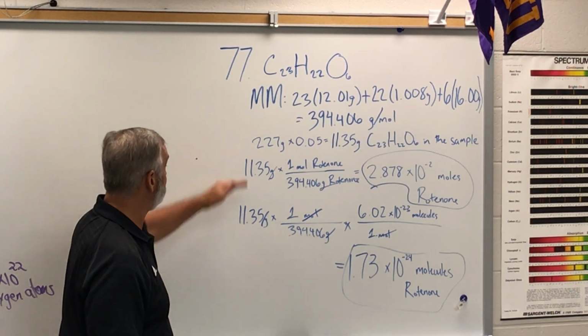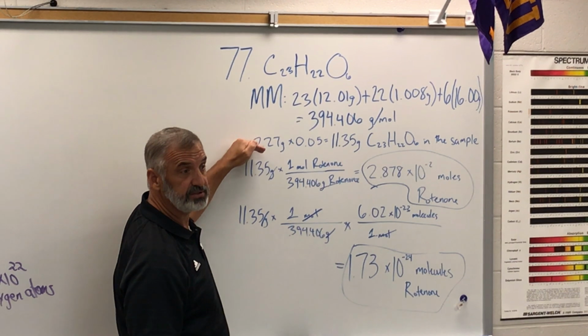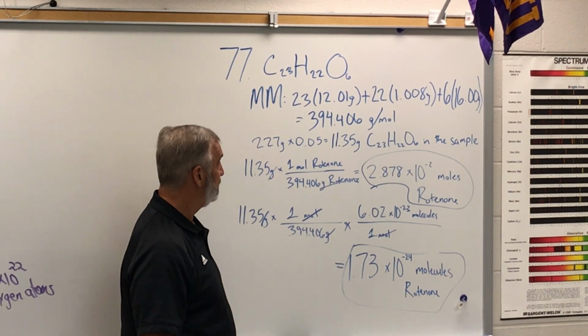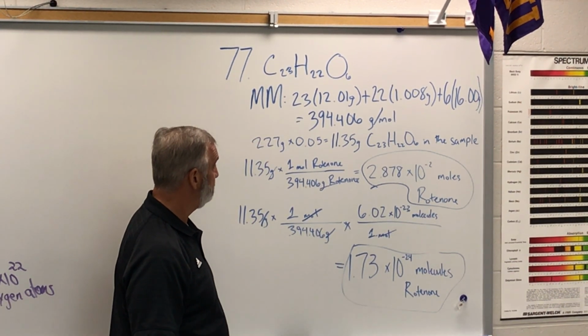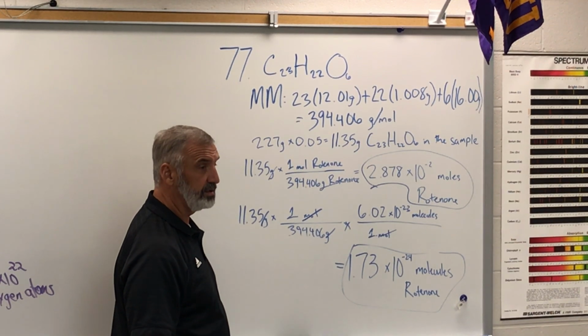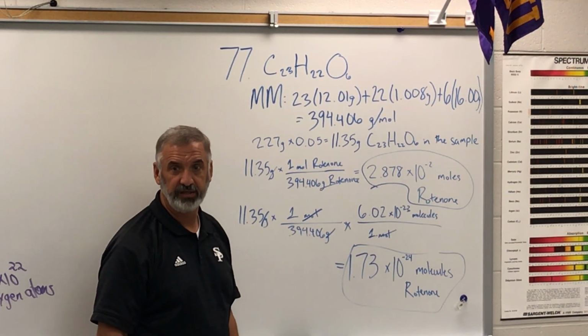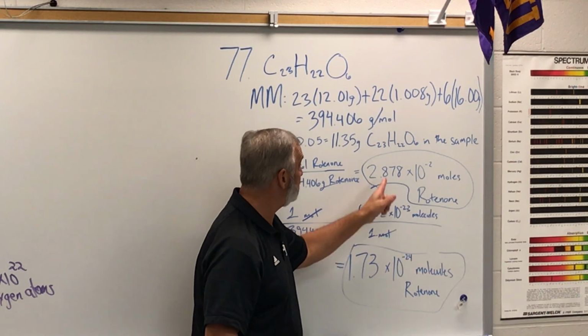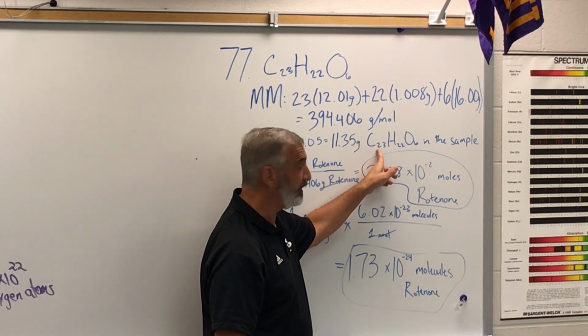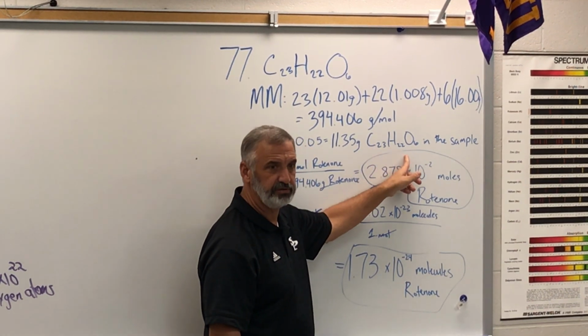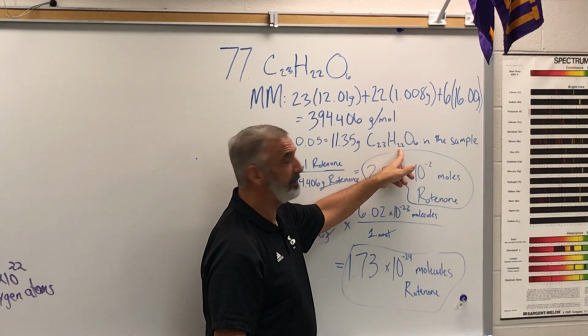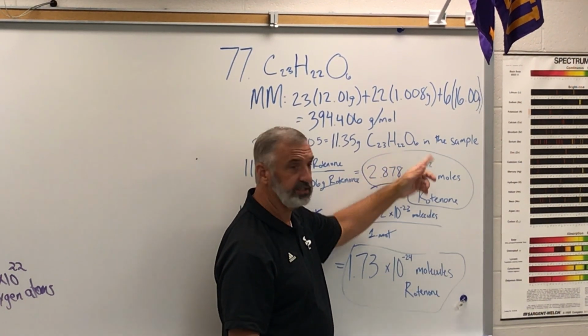How many carbon atoms are in this 227 grams? We do 23 moles of carbon, or you just multiply the moles by 23, because for units, there are 23 atoms of carbon for every 1 molecule of rotenone. We multiply by 22 for hydrogen, multiply by 6 for oxygen.